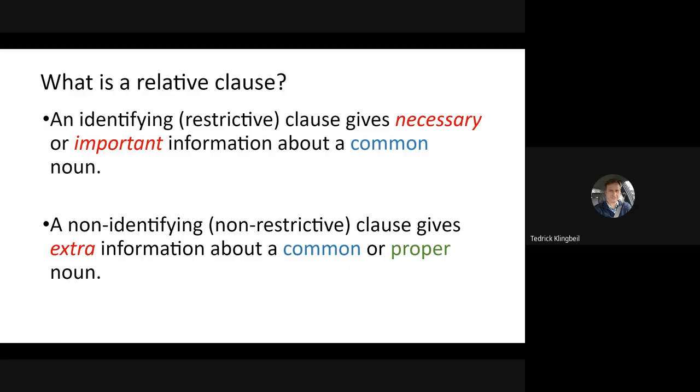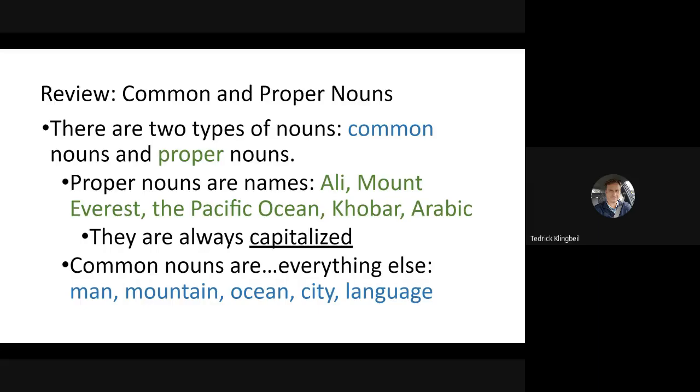Okay, so let's talk a little bit about what common and proper nouns are. Okay, we have a review here of common and proper nouns. There are two types of nouns, common nouns and proper nouns. Proper nouns are names like Ali, Mount Everest, the Pacific Ocean, Khobar, or Arabic. They are always capitalized. So please make sure that you always capitalize a proper noun. Common nouns are everything else, such as a man, a mountain, ocean, city, or language. Now, they can also be abstract things like ideas. They can be things like liberty or justice or freedom. Those are nouns as well.